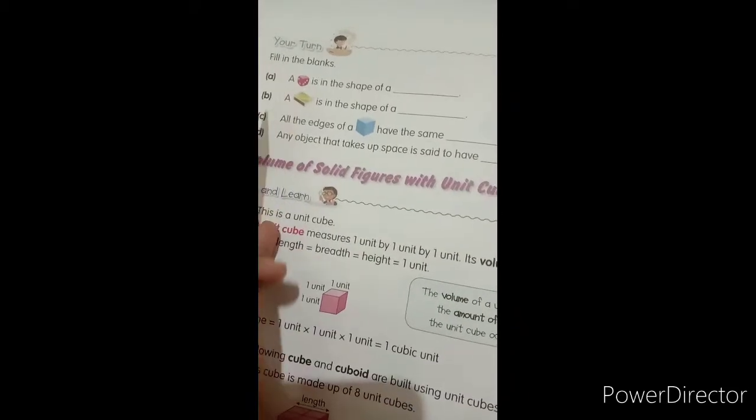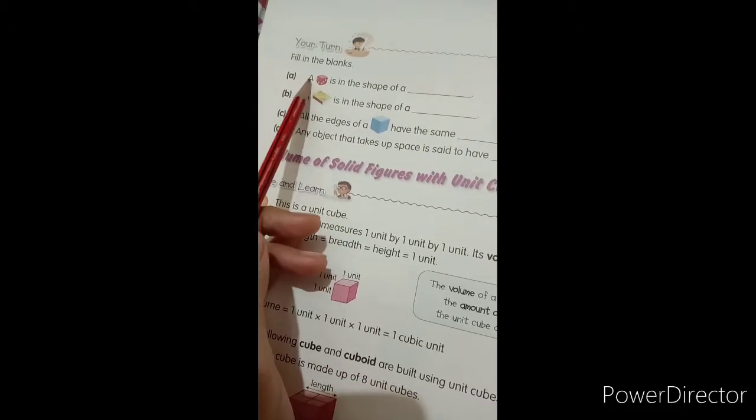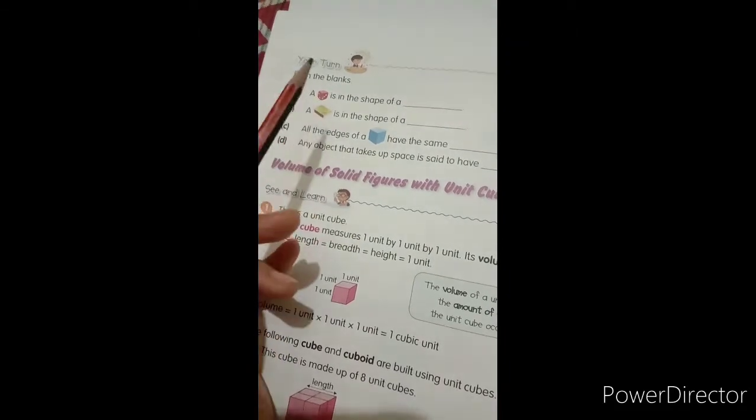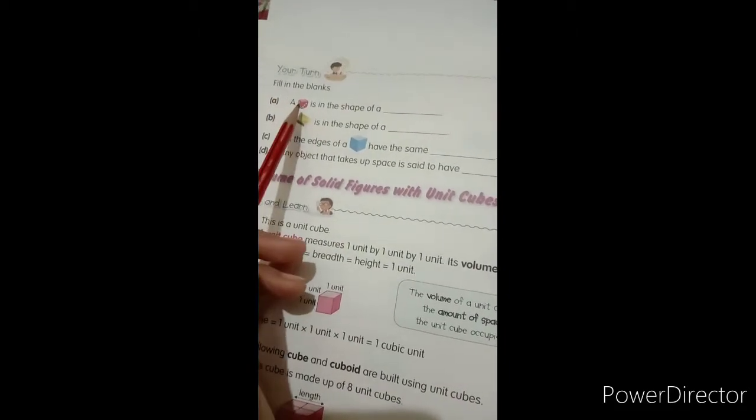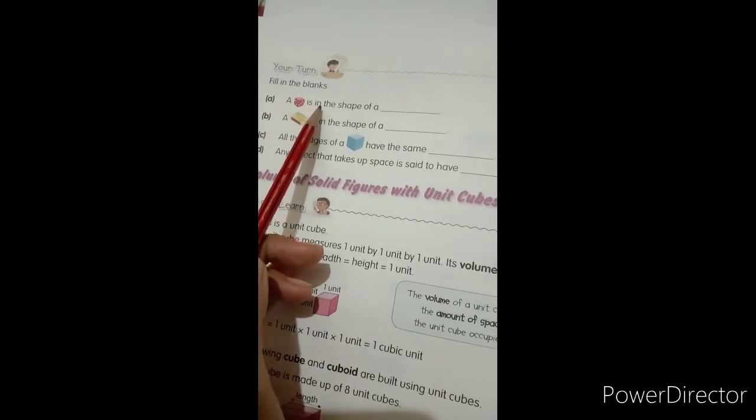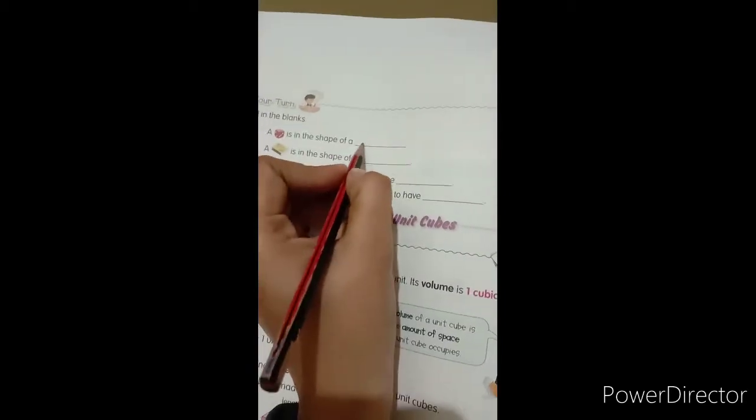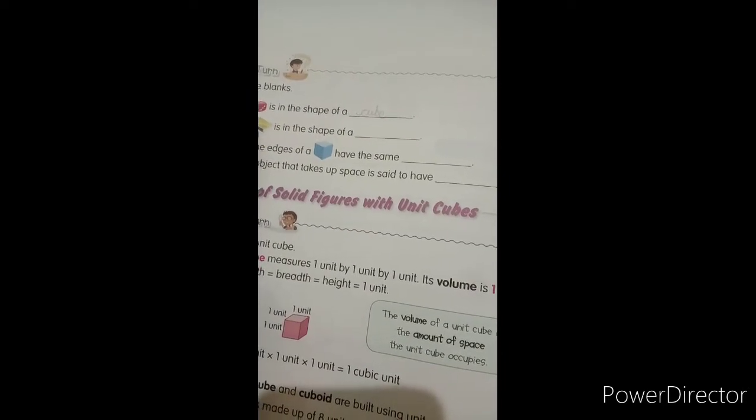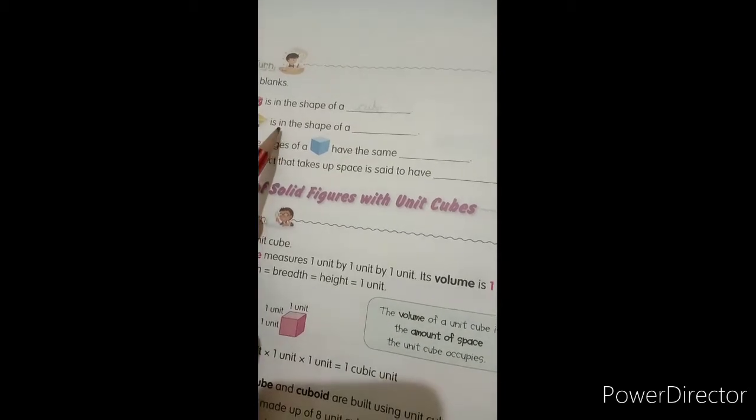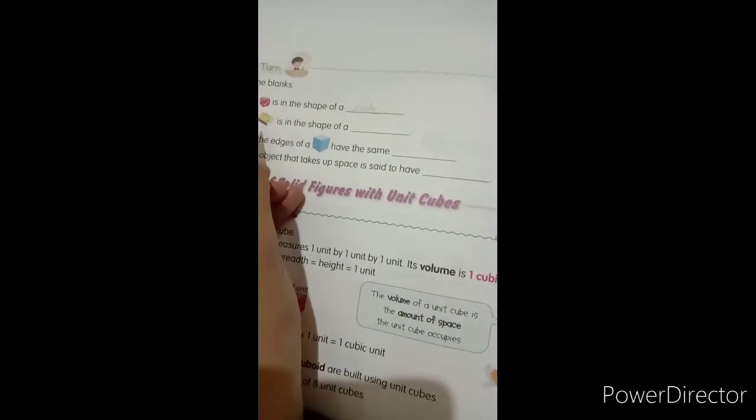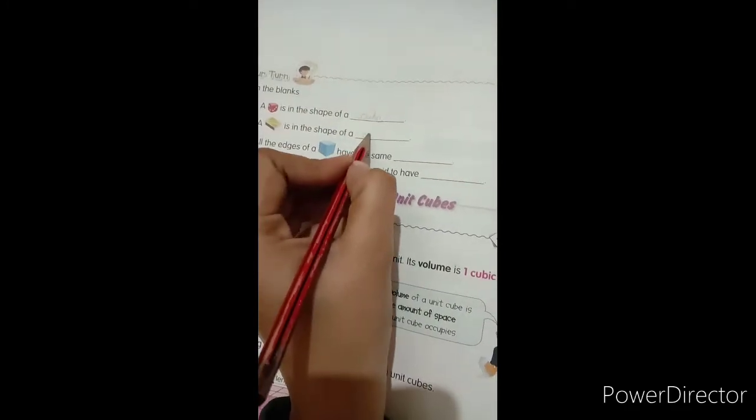The next is your turn. So fill in the blanks. A dice is in the shape of a blank, like the dice of the game snake and ladder. So a dice is in the shape of a cube, so the answer is cube. Then this box, this is a matchstick box. So a box is in the shape of a blank, so this is cuboidal shape. We can see this is a cuboidal shape box.